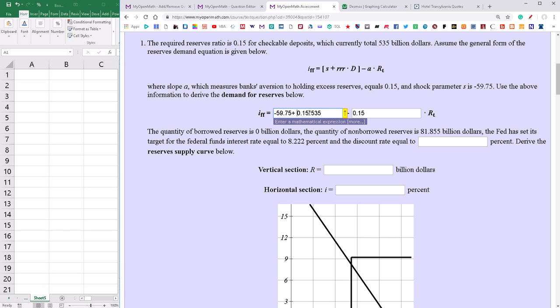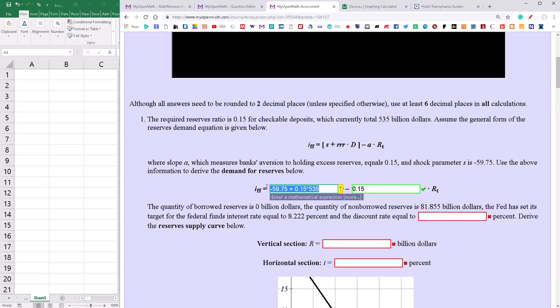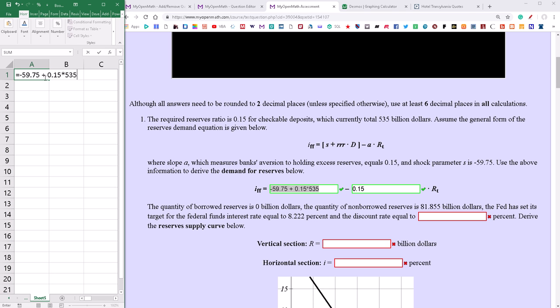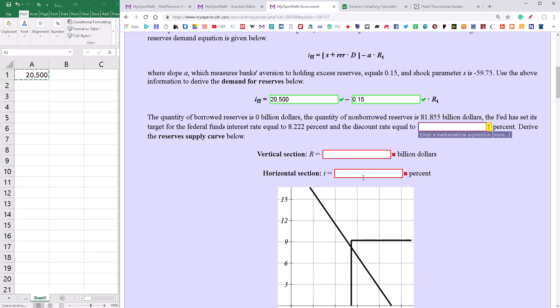So this right here is required reserves, and this right here is the shock parameter, and I'm going to hit enter to see if I got it right, and I should get it right. But instead of doing that, I'm going to take this over to Excel and calculate it. And it's 20.5. Okay. Now that's the demand curve right here, the demand curve.